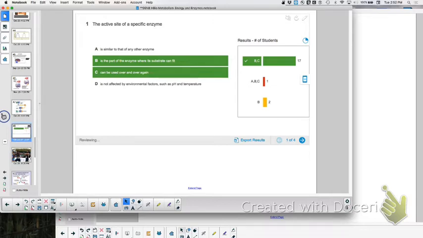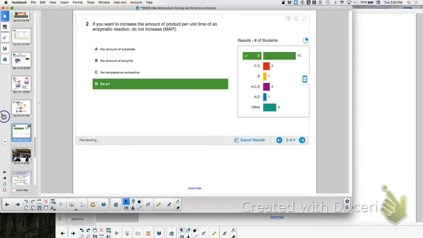The active site of a specific enzyme is similar to that of any other enzyme? No. It is unique. Is the part of the enzyme where the substrate can fit? Yes. Can be used over and over again? Yes. It is affected by temperature and pH. It is affected. Oh, I didn't even do that one.